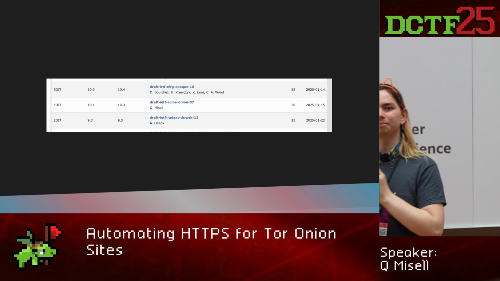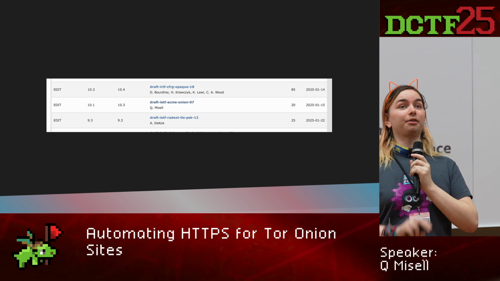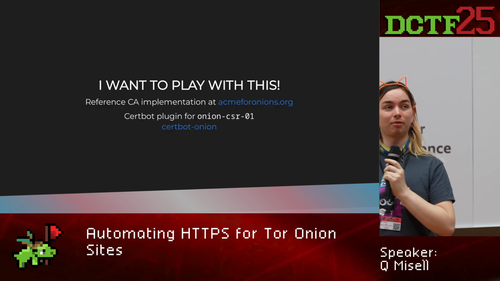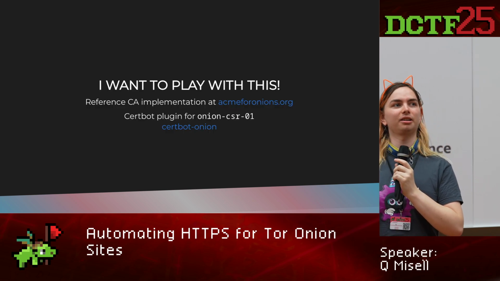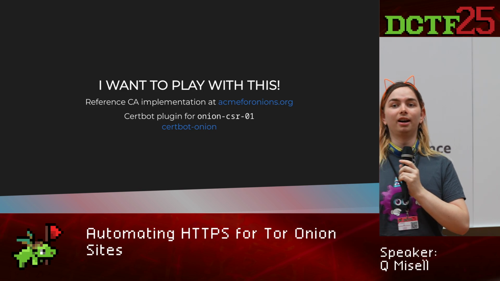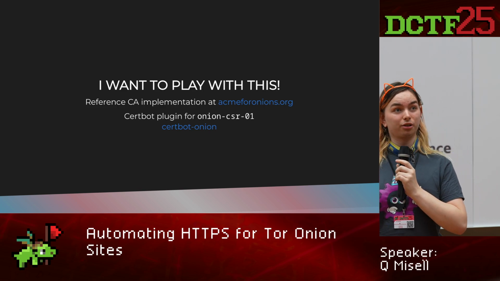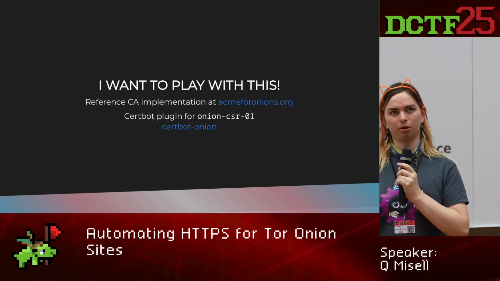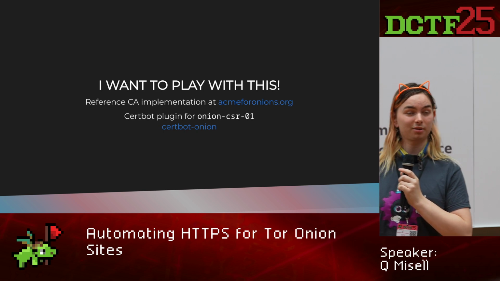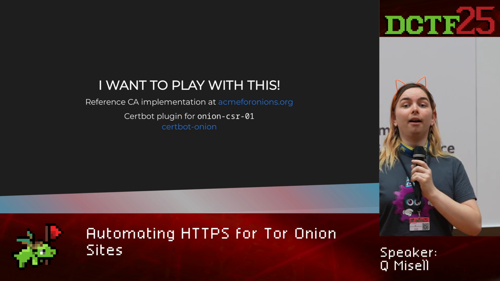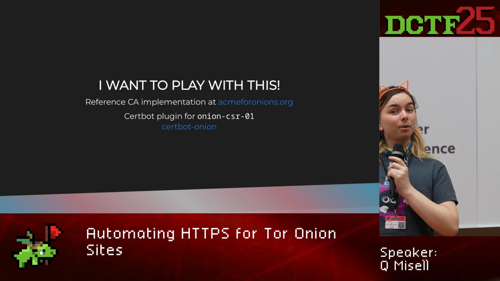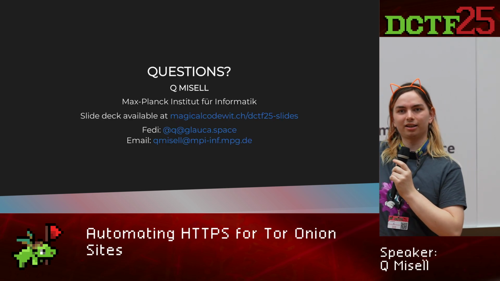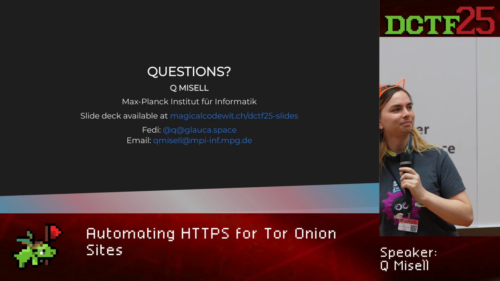They're very busy. So, if you want to play with this, there's a reference CA that will issue non-publicly trusted certs for your Onion sites at acmeforonions.org. There's a certbot plugin that does the new Onion CSR01 stuff, just called certbot Onion. You can install that with pip, and it should magically work. Thank you. I'm sure you have questions, and the slide deck is available on my website.